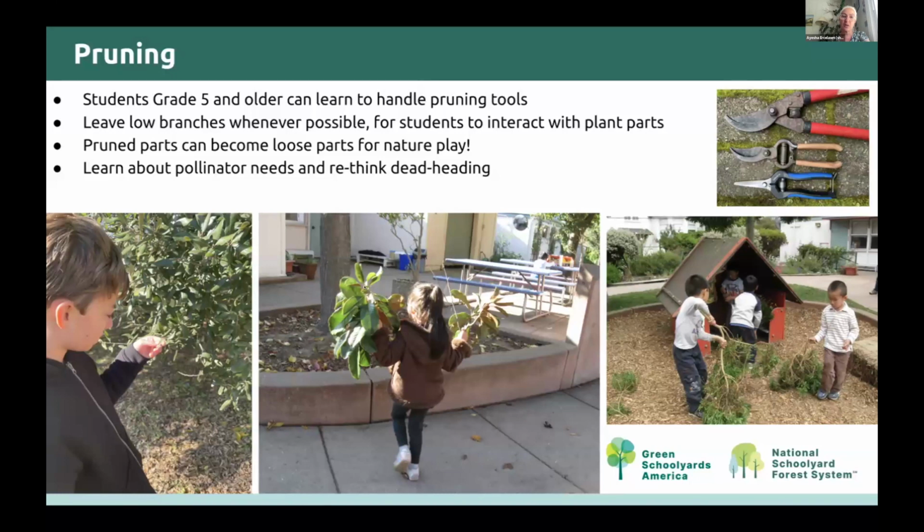And I do want to mention here that we recommended leaving the lower branches whenever possible for students to actually interact with plant parts and be learning, rather than everything being pruned so high that it's no longer accessible as a wonderful teaching opportunity. Pruned parts can become loose parts for nature play. A couple of examples of students running around and really having a grand time with imaginary play.